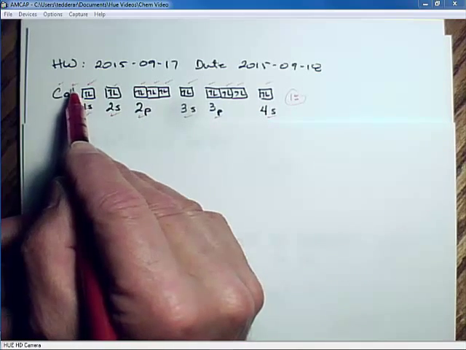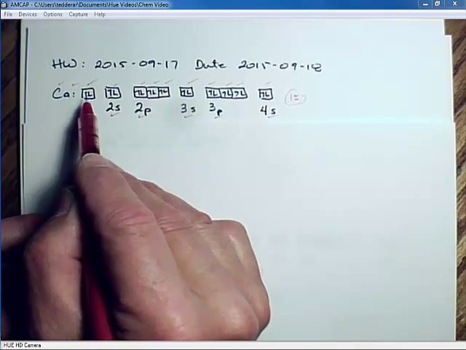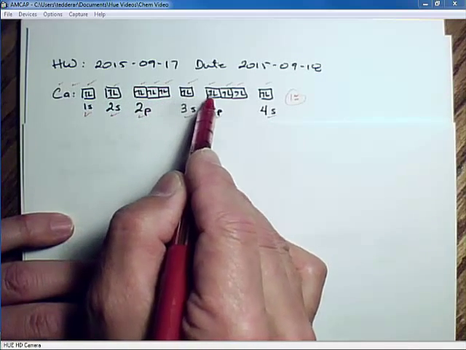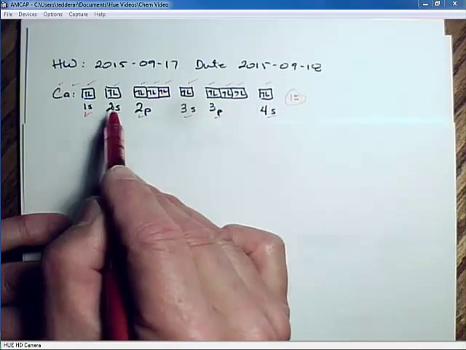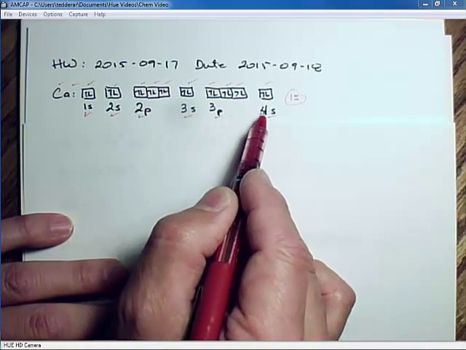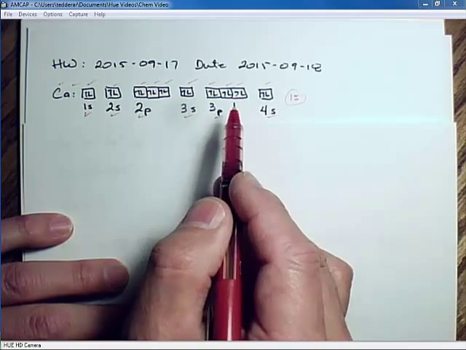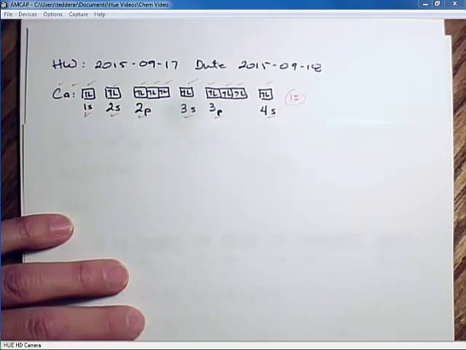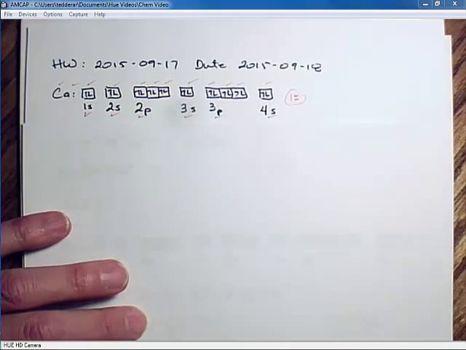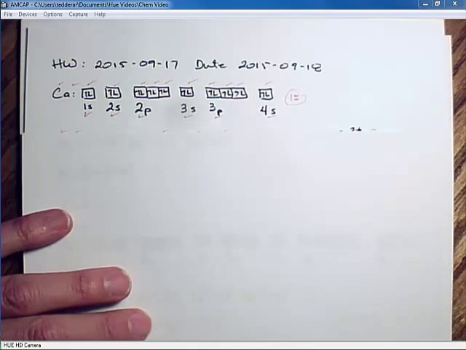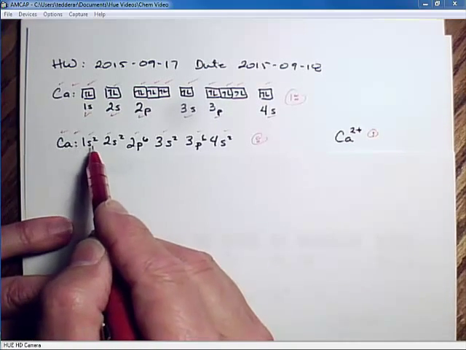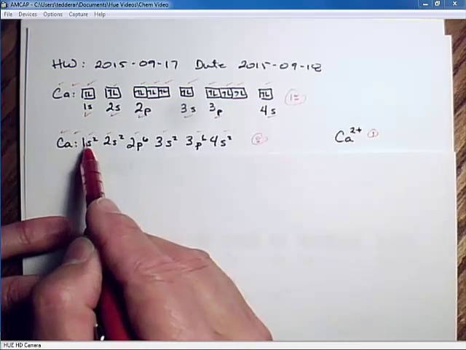So you're going to get 1 for the symbol, 2 for the colon, 3, 4, 5, 6, 7, 8, 9, 10, 11, 12, 13, 14, 15, 16, 17, 18 points for all this. Okay? So that's your orbital notation for calcium. Then you're going to condense that for the full electron configuration. It looks like this. So each of these groupings is going to get a point.